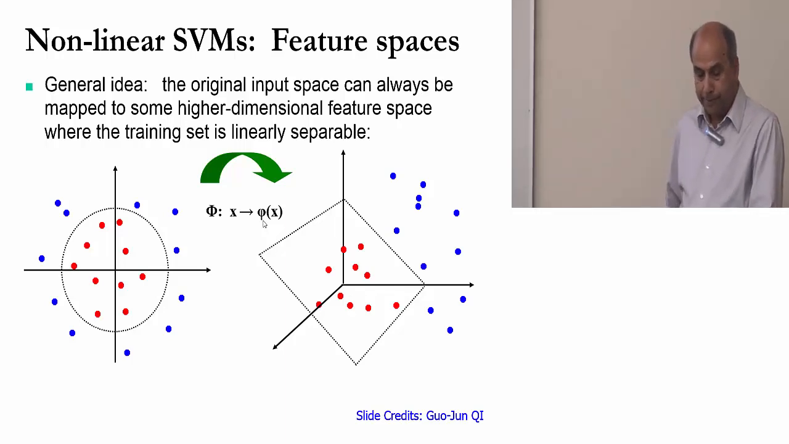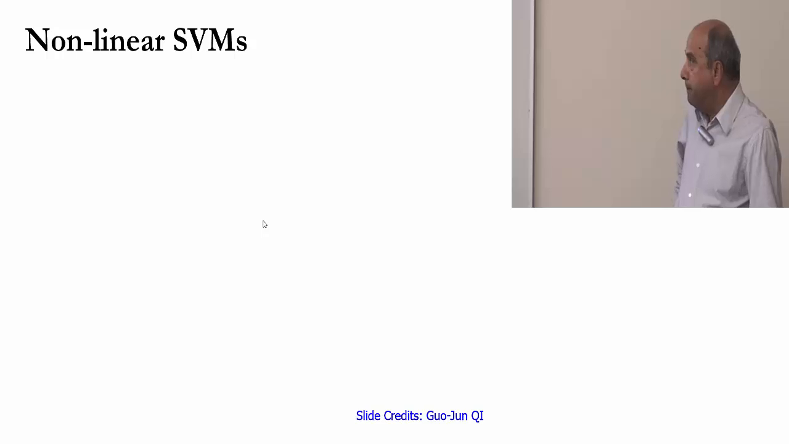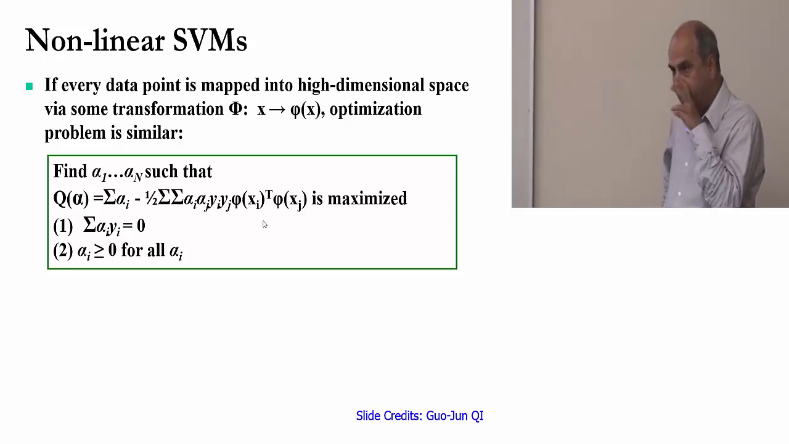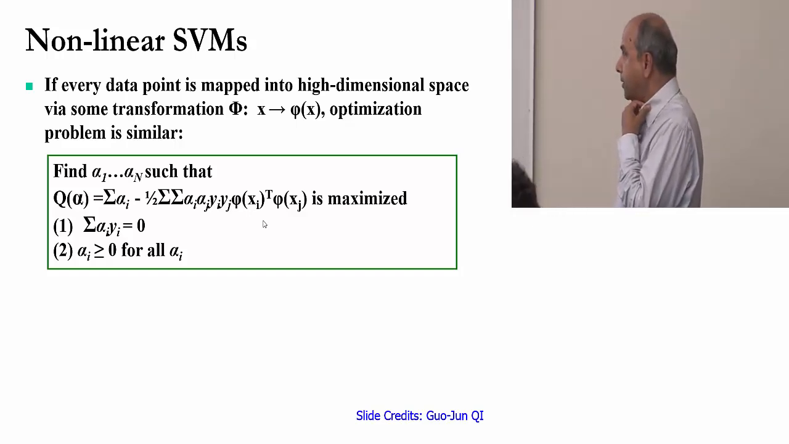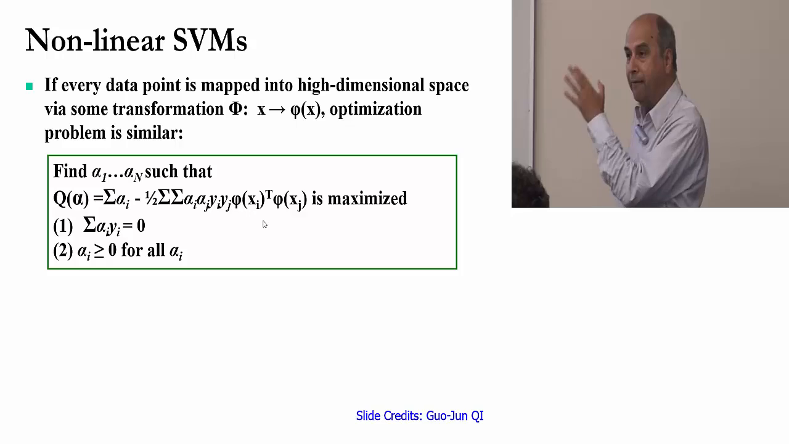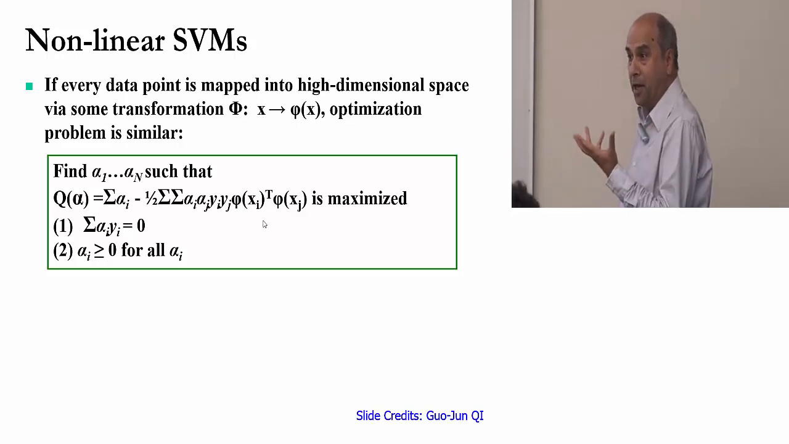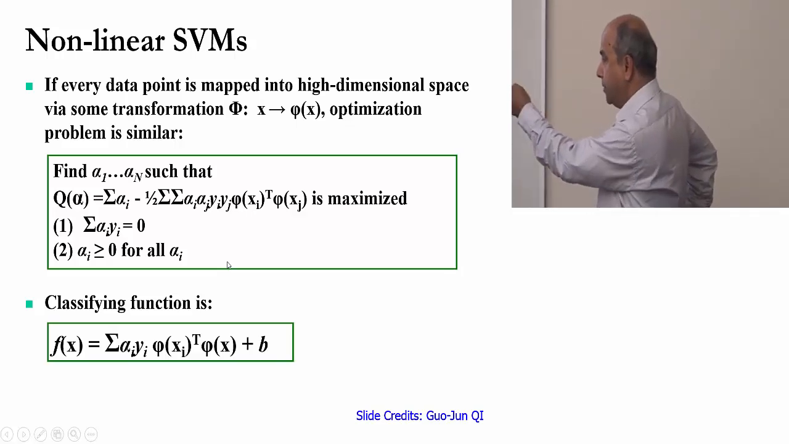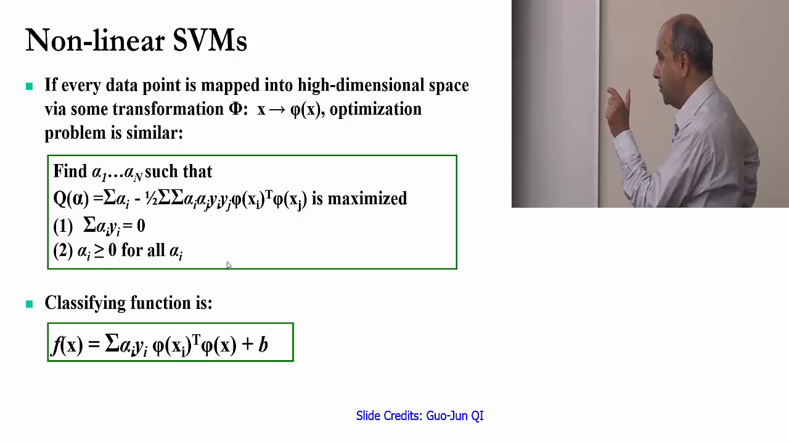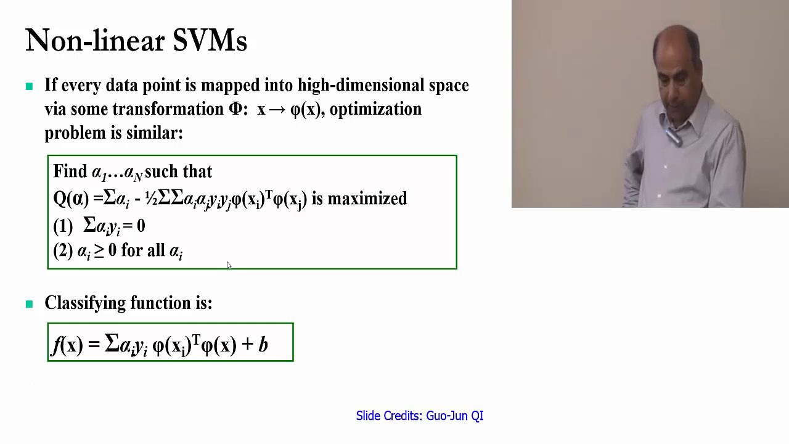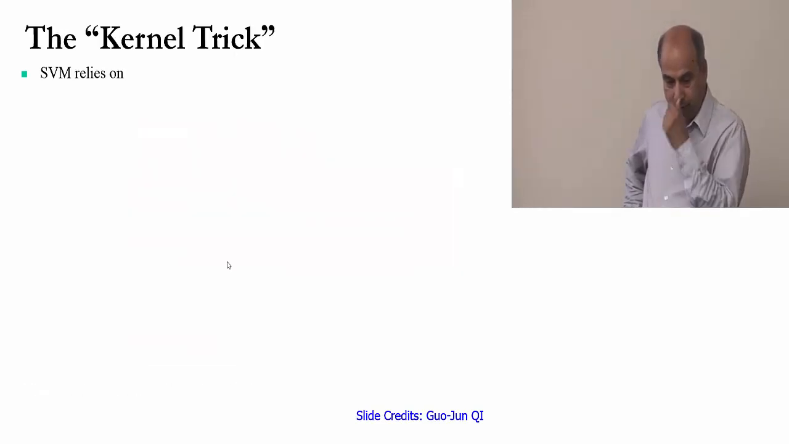So the mapping is the point that we want to do, and once we understand that mapping, our kernel, then this whole thing is very similar. The only difference will be that instead of xi, xj, we'll have phi of xi, phi of xj, which is very nice. Again, the classifying function will be the same, the only difference being that for a given example x, it will be phi of x and phi of xi. So that's that. So, kernel trick.